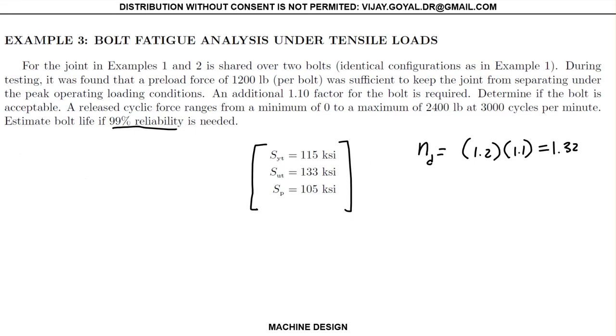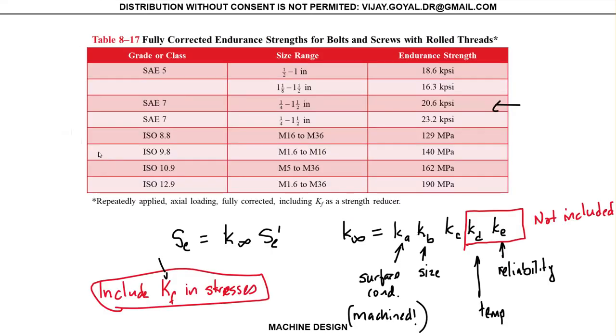The second thing I want to do is go to the table and find my fully modified endurance limit. And you can see that we are working at SAE grade 7, and the bolt size was 1.5. So this is what I will be using. I could have used either one of these, but I went with the smallest one. So I'm going to use this value.